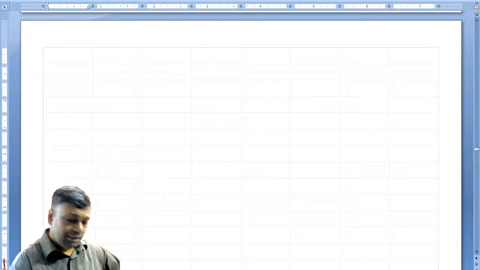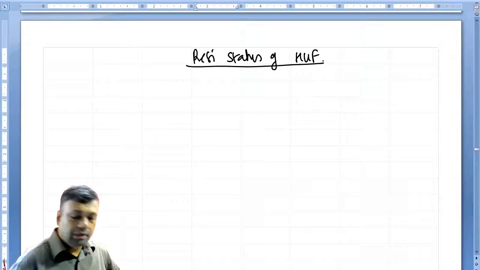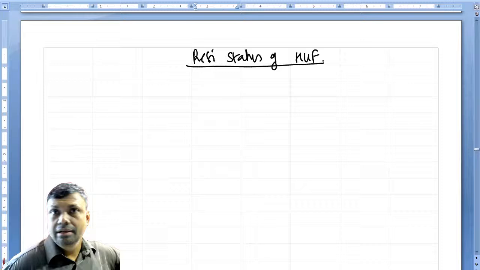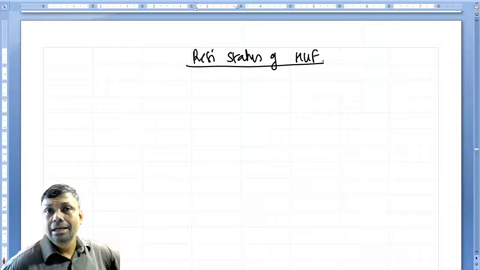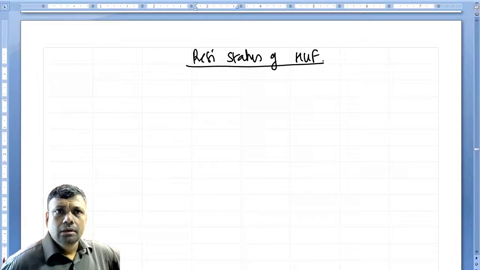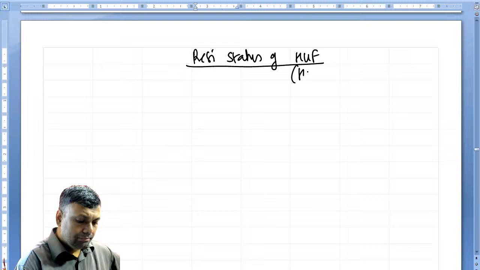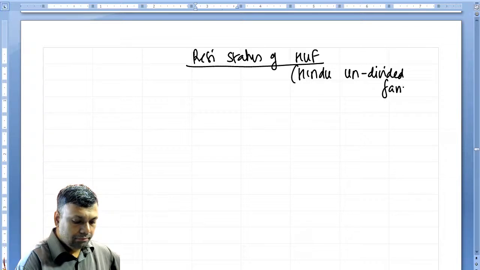So let me start. Residential status of HUF. What is the method of calculating the residential status of HUF? First of all, let me tell you what is HUF. At least that basic hint you should have. HUF full form is Hindu Undivided Family.